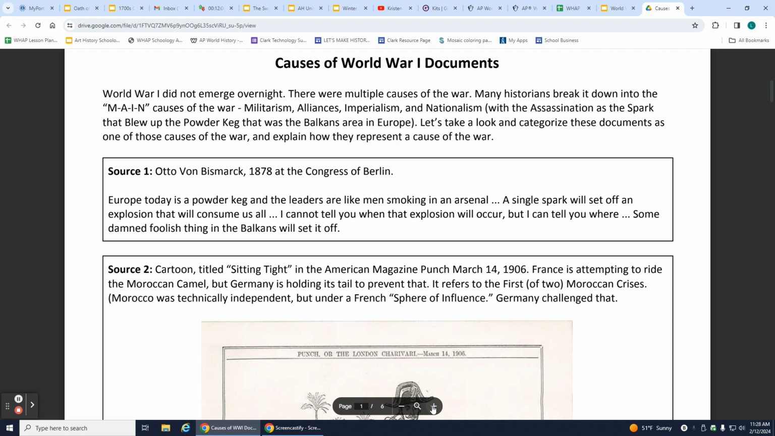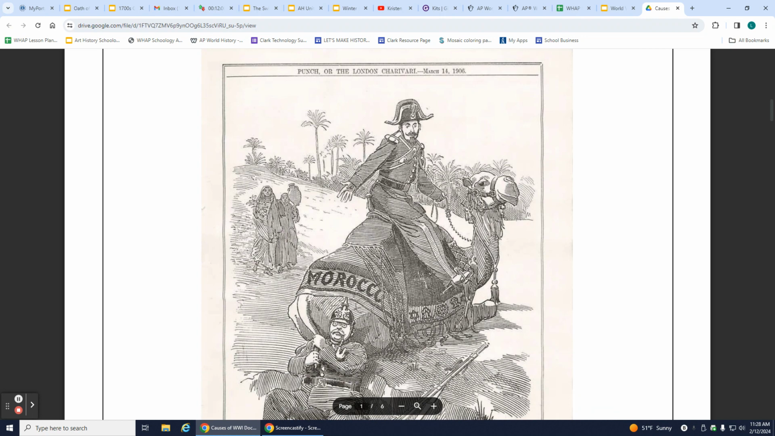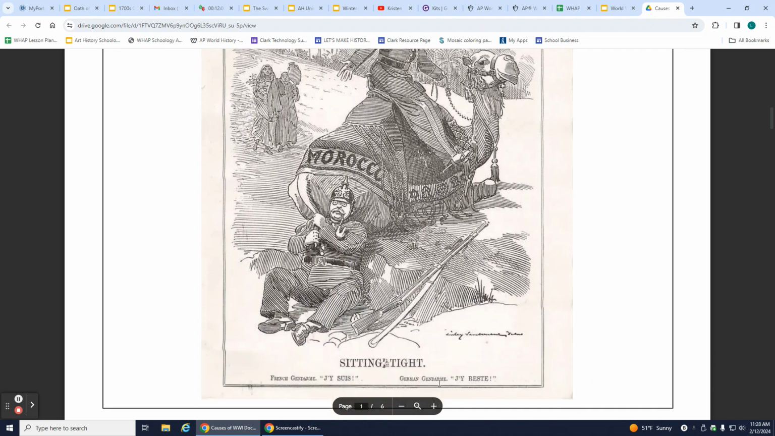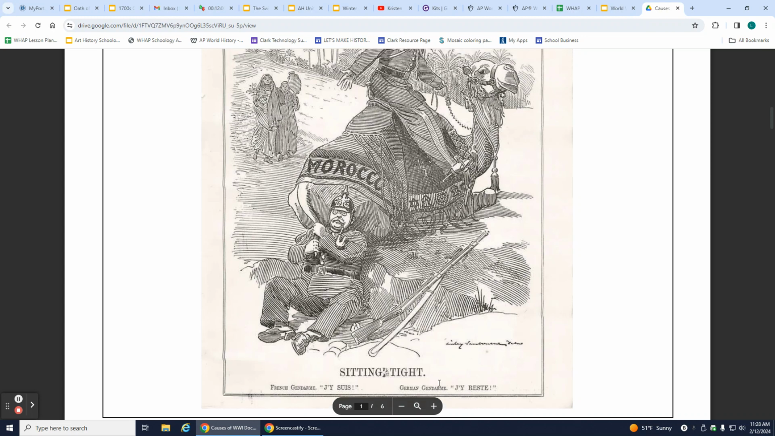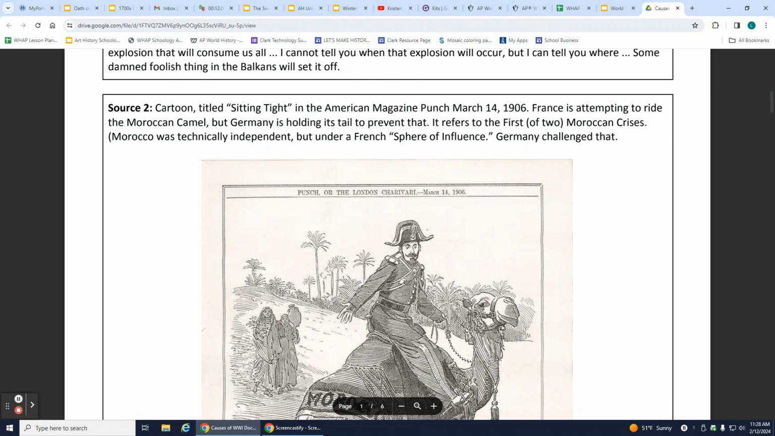So source 2 is a cartoon titled Sitting Tight in the American magazine Punch from 1906. France is attempting to ride the Moroccan camel, but Germany is holding its tail to prevent that. It refers to the first of two Moroccan crises. Morocco was technically independent, but under a French sphere of influence, and Germany challenged that. So think about what cause. And hopefully you're immediately thinking imperialism, because we have France and Germany fighting each other over control of Morocco, which is located in Africa.